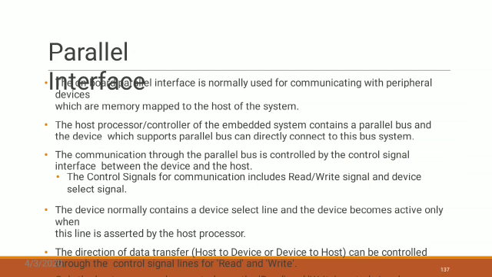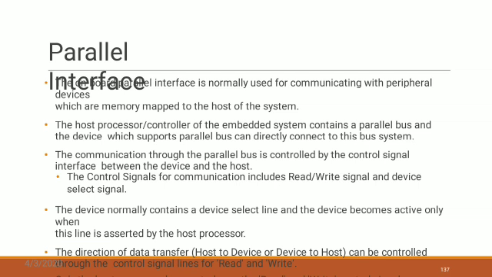Right, next we'll see the parallel interface. So we do have certain parallel interfaces in embedded systems, normally used for communicating with peripheral devices which are memory mapped to the host of the system. So these systems will be completely memory mapped onto the available memory of the embedded system. The host processor or controller of an embedded system contains a parallel bus, and a device which supports the parallel bus can directly connect to this bus system.